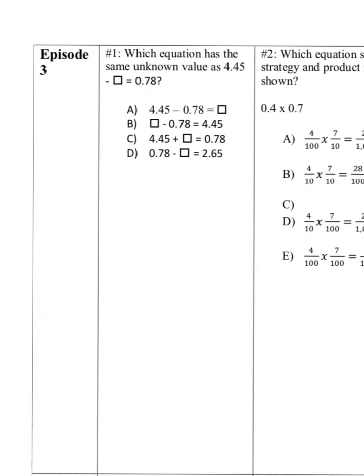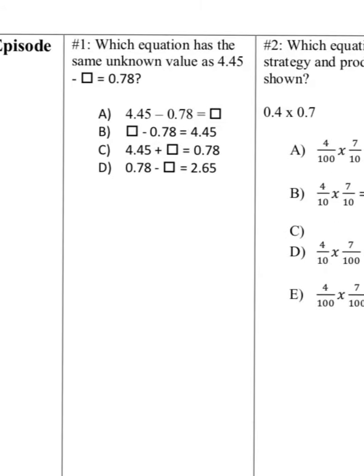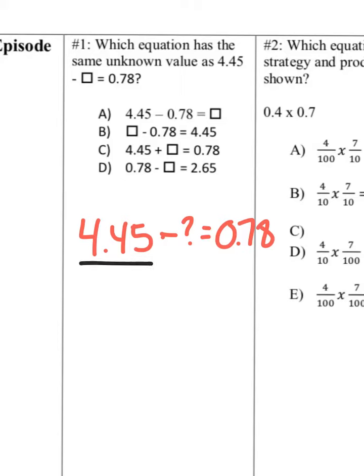For number 1, it says, which equation has the same unknown value as 4.45 minus something equals 0.78? You have to find the same one as that. So you can really do the math for this one, but there's an easier way. I'm going to make this one into a 4. 4 minus what equals, and then we'll make this one into a 1. So we know that this has to be a 3.